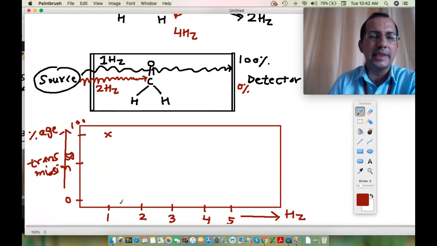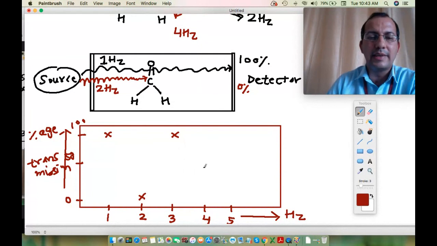In the second case, when I shine a light whose frequency is 2 hertz, what is the value which is detected by the detector? That is 0. Let me put that point here. At 3 hertz, what is the value when I am putting it? It is again 100% transmission because it won't be absorbed.